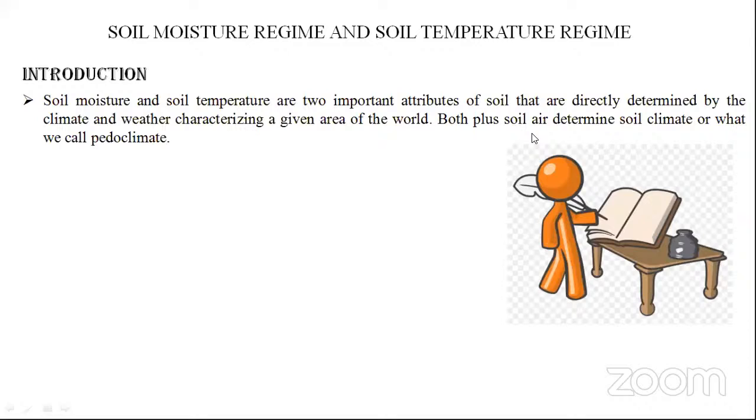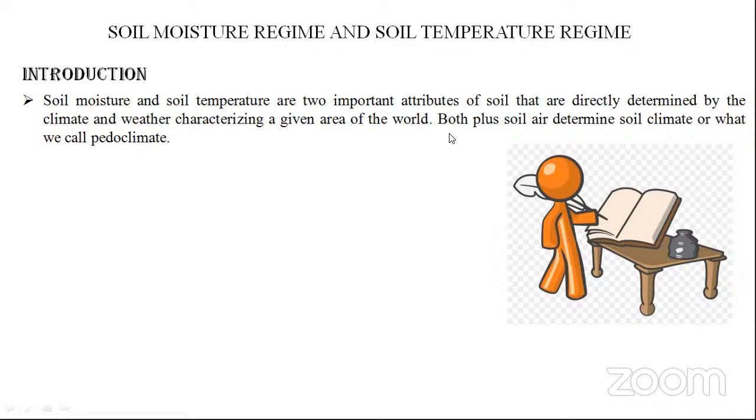Right, students, introduction. Very first, we want to see the introduction of any lecture. What is the introduction of the soil moisture regime and soil temperature regime? These are the two important attributes that are directly determined by climate and weather. Both have different meanings, students. If you are interested in meteorology, they will give a proper definition of these two: the climate and weather characteristics of a given area of the world.